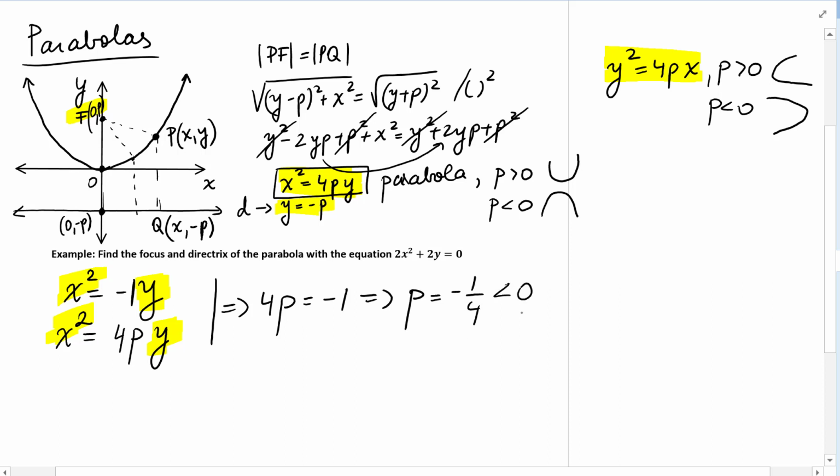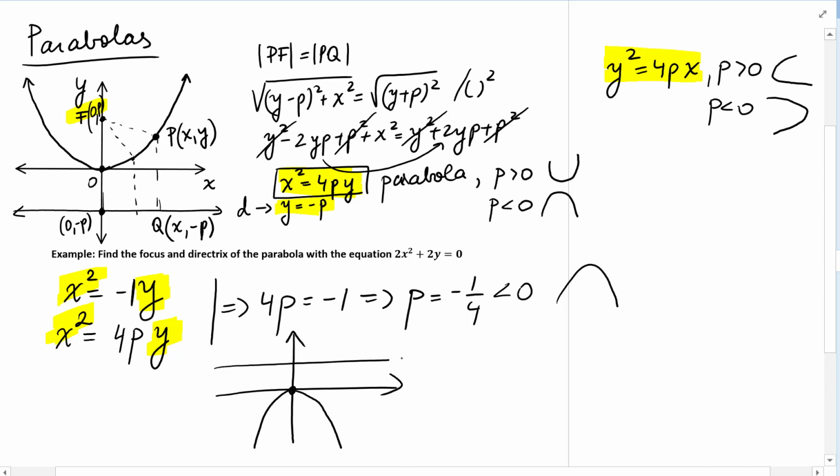Because p is less than 0, we expect the graph to look like this. Let me quickly sketch it. It's going to go from the origin going down. So this would be the directrix, y equals 1/4. And then the focus would be this point here, with coordinates (0, negative 1/4).